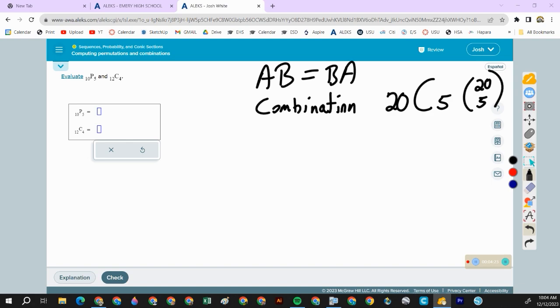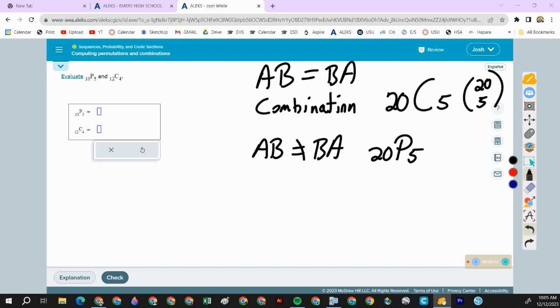Okay. What if I had a bag of 20 letters and I was making a 5-letter word by pulling a letter out, setting it down, pulling a letter out, setting it down, pulling another letter out, setting it down? In that case, is the word AB equal to the word BA? No, those are two different words, right? And this is called a permutation. And I can figure that out by doing 20P5, but I never actually use that.